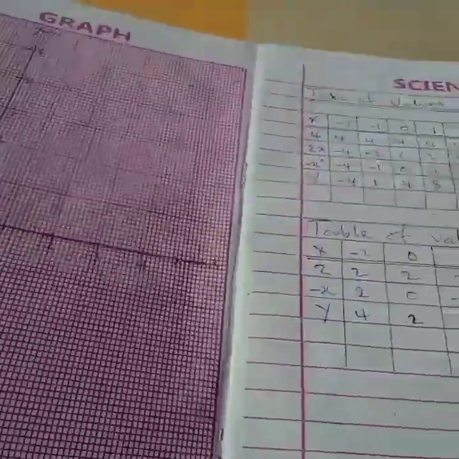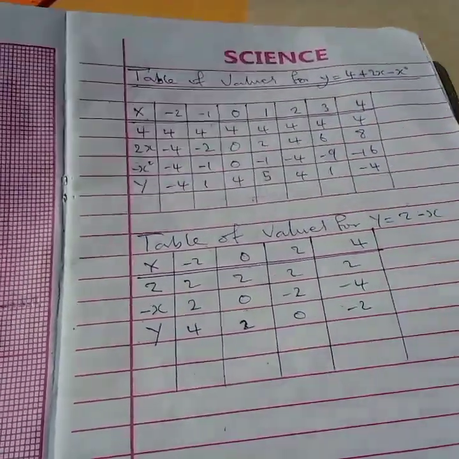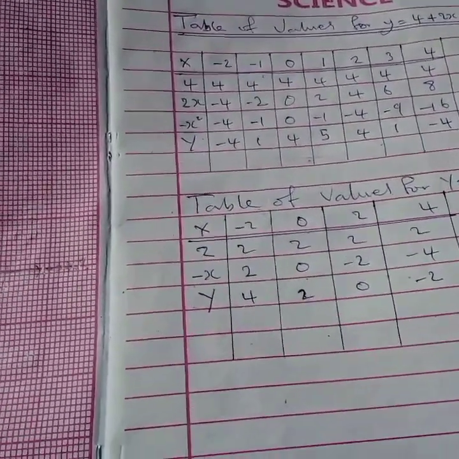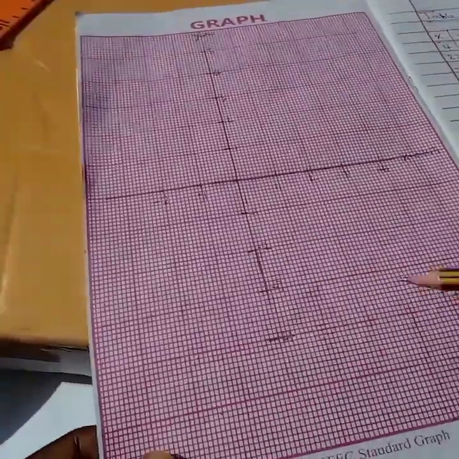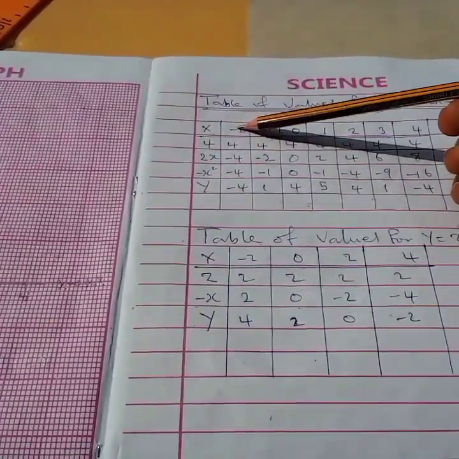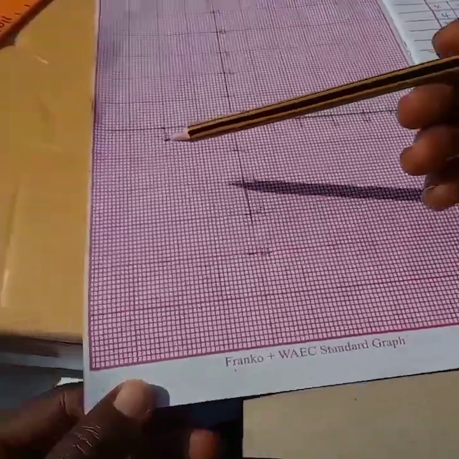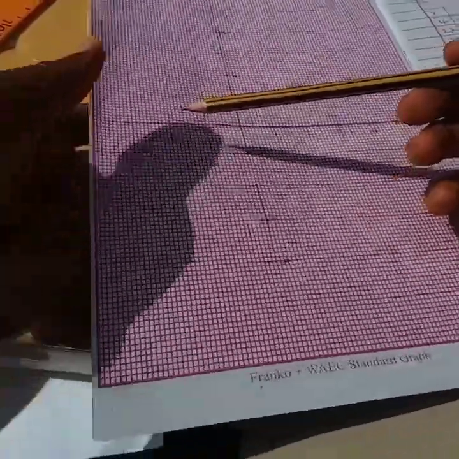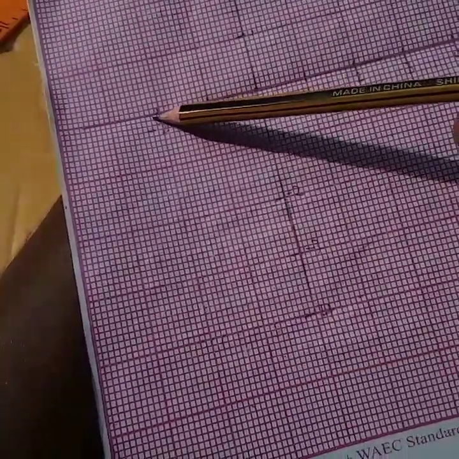So here we go. Having been able to explain this table, we can now start plotting the points. So look at the first point there. It says when x is minus 2, y is minus 4. Okay, so we come here. Let me bring it closer. Look at x being minus 2, y being minus 4.